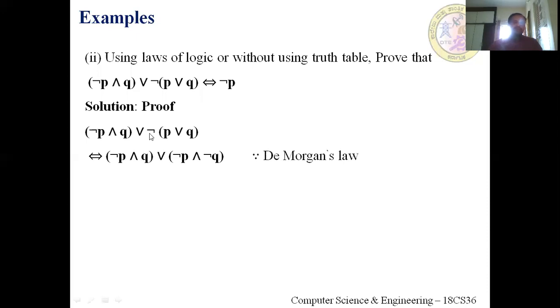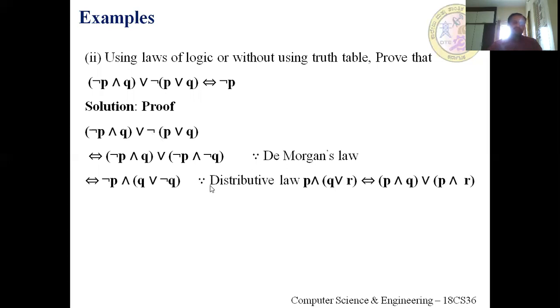I'm going to apply De Morgan's law for the second compound proposition. I'm going to introduce the not operator here. Whenever you introduce the not operator, your disjunction becomes a conjunction and the conjunction becomes a disjunction. That means negation of (P or Q) is logically equivalent to negation of P and negation of Q, because of De Morgan's law.